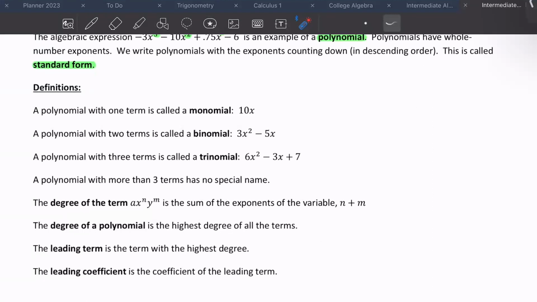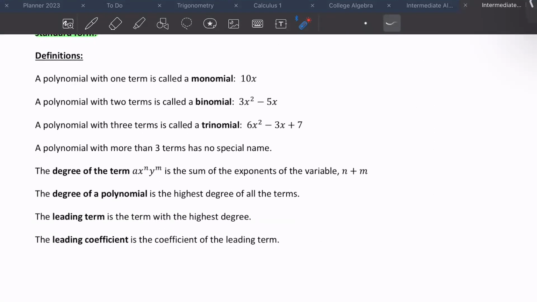And then we have some definitions here. Probably most stuff that you are used to, or you've at least heard probably once before in math. Okay, so if we have a polynomial and it just has one term, that's a monomial. Okay, so just one term. A polynomial with two terms is a binomial, and then three terms is a trinomial. Okay, and then here's an example of each of those.